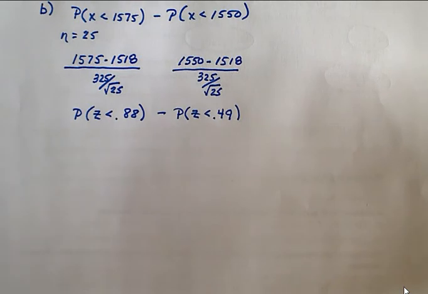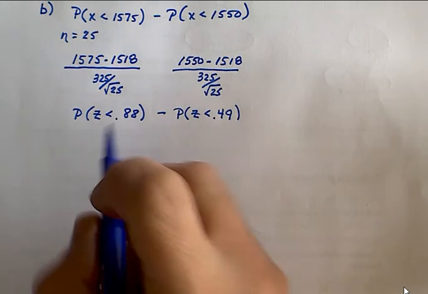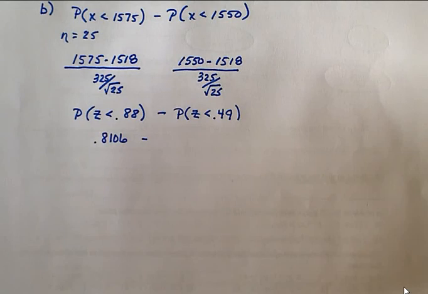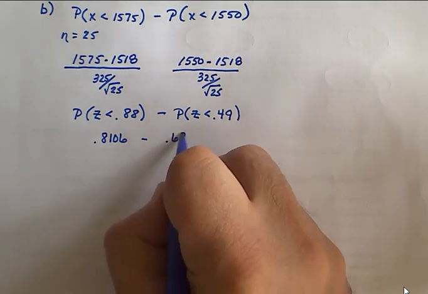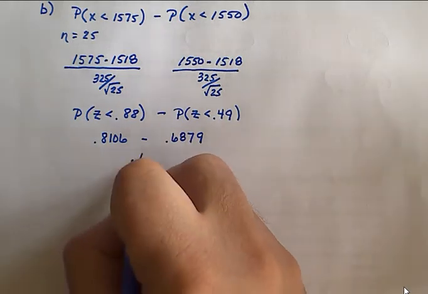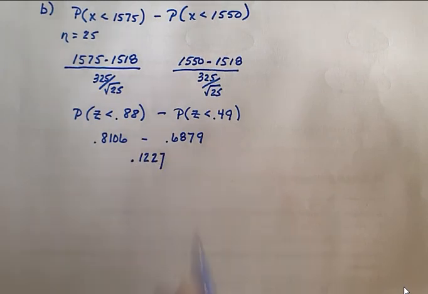So 0.88, 8106, and 0.49, 6879. Okay, so subtracting those, I get 0.12, 1227.